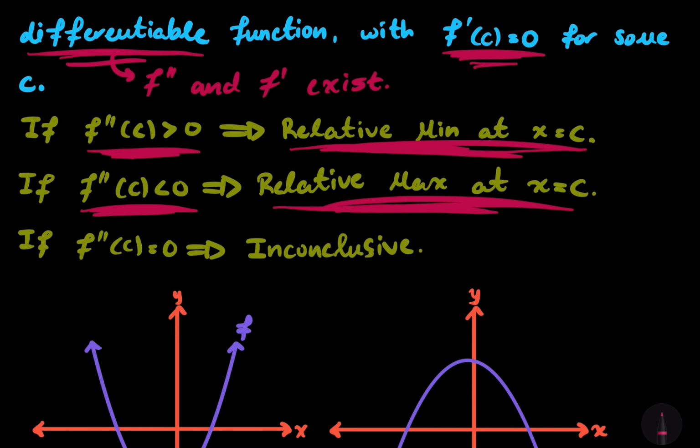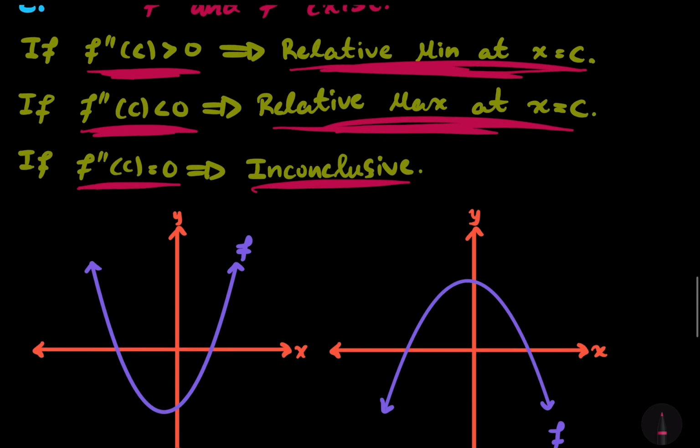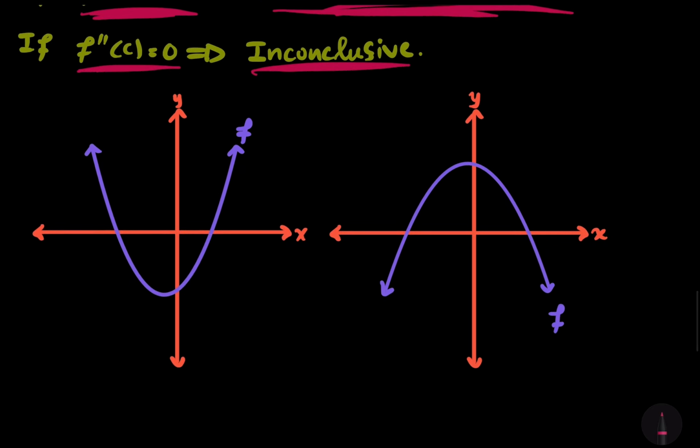And finally, if f double prime of c is equal to 0, then we simply say that the test is inconclusive. We need more information. We can't determine it just by using the second derivative test. And so essentially, if we have these two conditions met, a twice differentiable function with a critical point, then we can check to see whether that critical point is a relative minimum or a maximum using the second derivative test. And so this is the graphical intuition behind why this works.